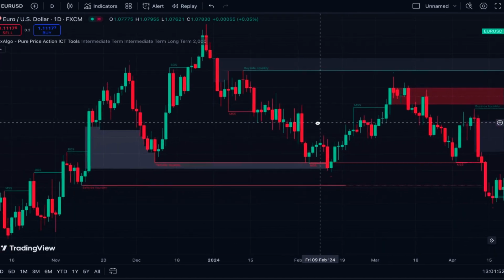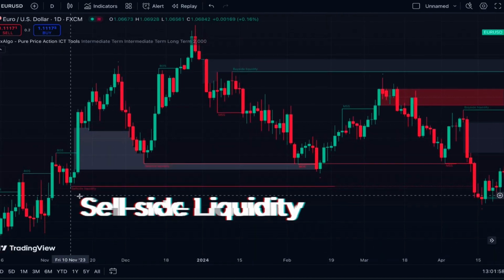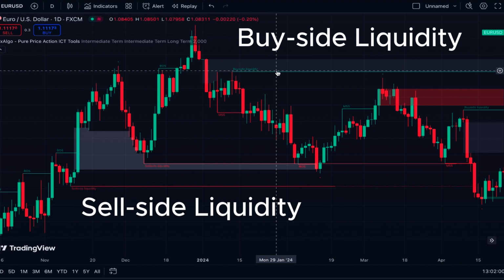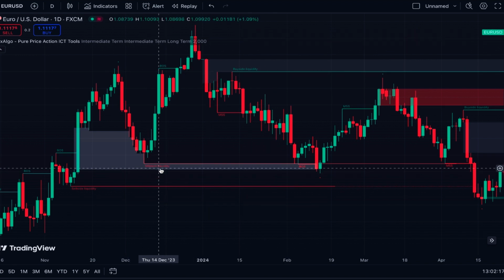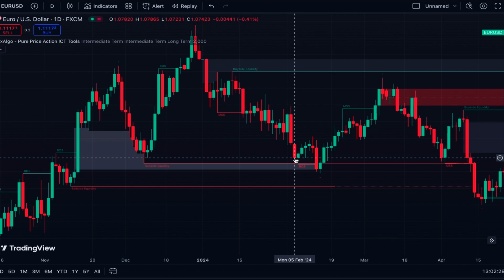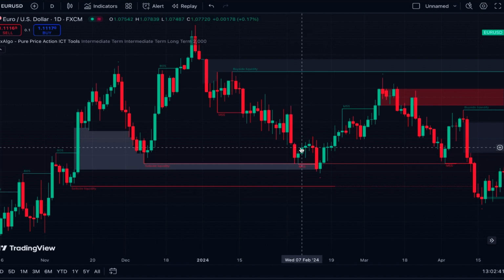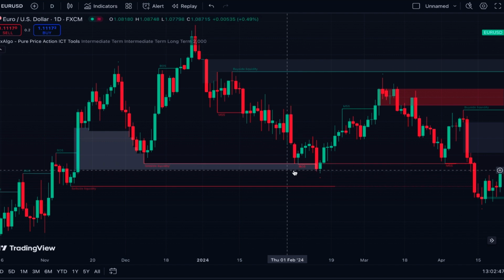Other important concepts shown by this indicator are sell side liquidity and buy side liquidity. Sell side liquidity is the area of the chart where traders who entered a long position place their stop losses, below the bottom, because they believe if they are wrong, the price will break this level, so they consider this area for exiting their long positions.